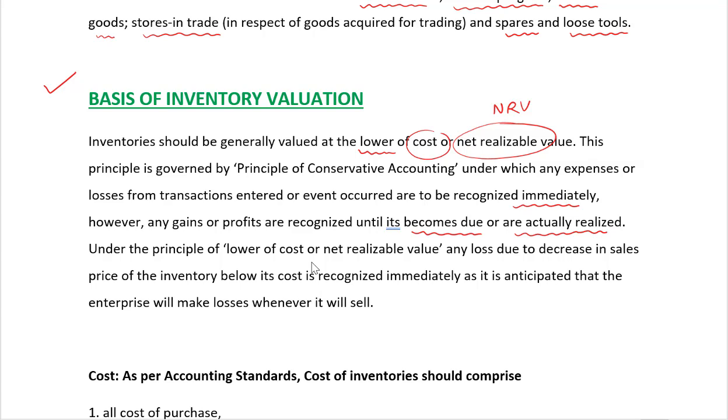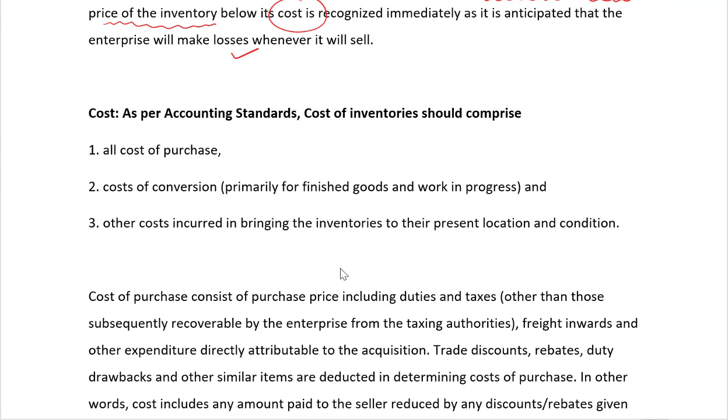I repeat, under this principle, the lower of cost or NRV, any loss due to the decrease in the sales price of inventory below its cost is recognized immediately, as it is anticipated that the enterprise will make a loss whenever it will sell this product. I believe it is clear. Let us continue and see how we will calculate cost.